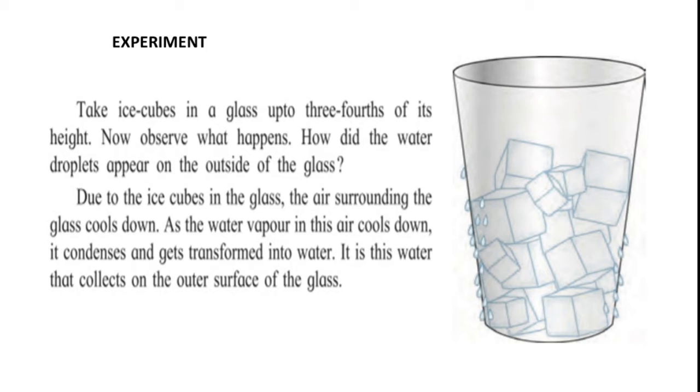Next is an experiment. Take some ice cubes in a glass up to 3/4 of its height. Now observe what happens. How did the water droplets appear on the outside of the glass? You can see water droplets. The water droplets are here. Due to ice cubes in the glass, air surrounding the glass cools down. As the water vapor in this air cools down, it condenses and gets transformed into water.